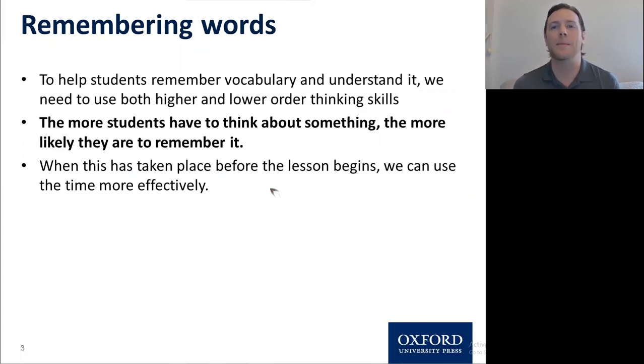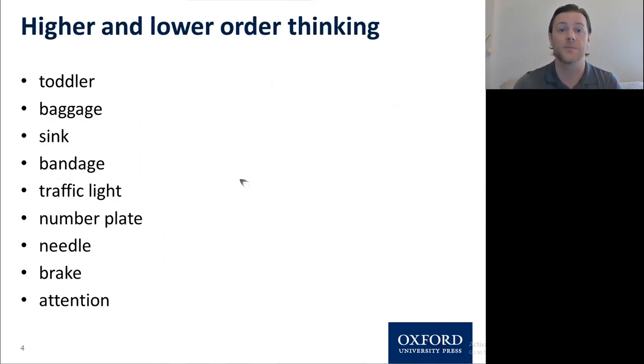And to be able to remember a word effectively, we need to be able to use a combination of lower and higher order thinking skills. Now, the more that you think about something, the more likely you are to remember it. And by using a mixture of techniques in today's example, we're going to be increasing the chances of students remembering words by having them perform activities before the lesson, meaning that when they come up during the lesson, we don't need to spend any time on meaning. We can concentrate on more productive or communicative tasks.